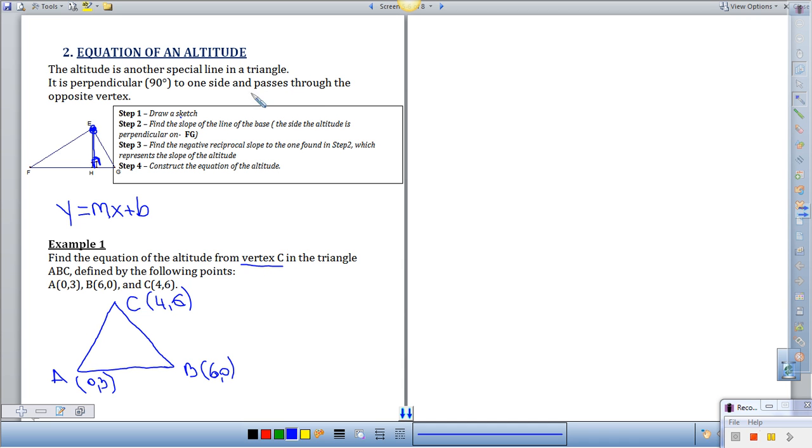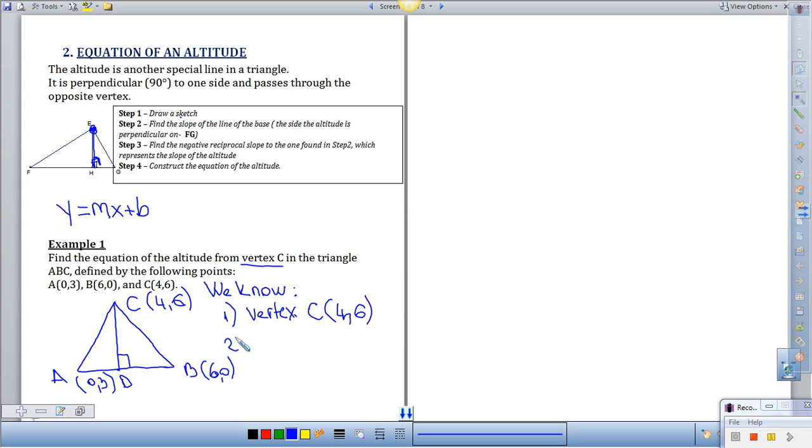As we mentioned in the definition, it connects vertex C with the opposite side and is perpendicular on the opposite side. So please draw a straight line down that falls perpendicular on AB, and we can label that point of intersection D. Now for this altitude, let's write what we know. So we already know a couple of things. Well, the first thing that we know is the vertex point, C, with the coordinates 4 and 6.